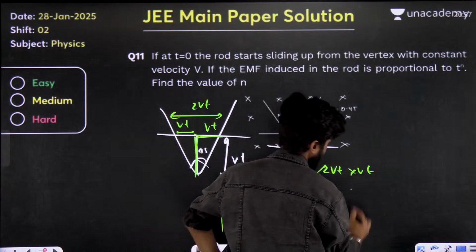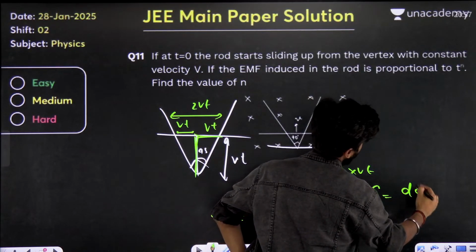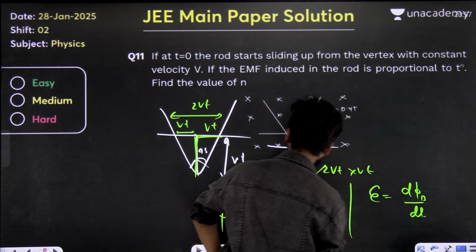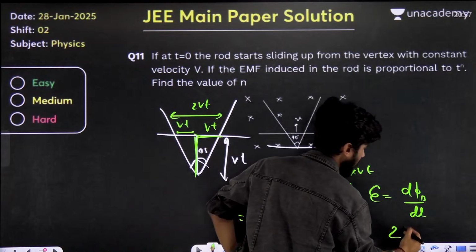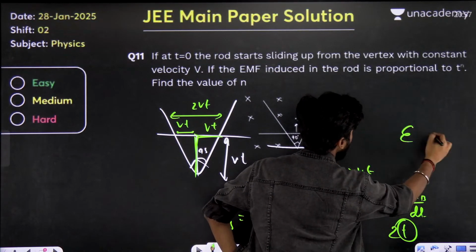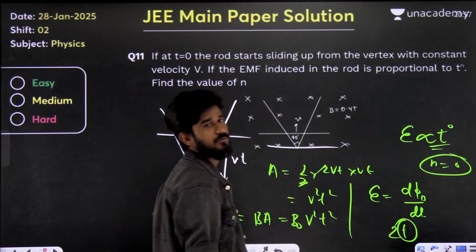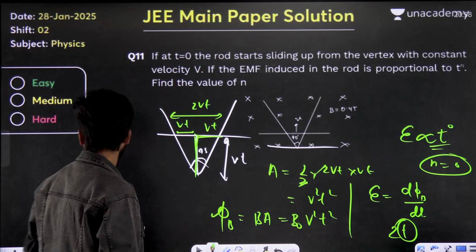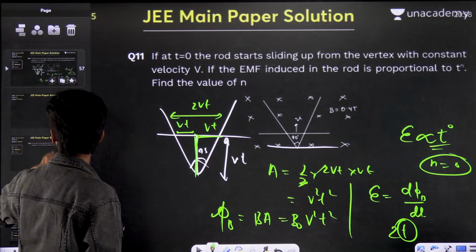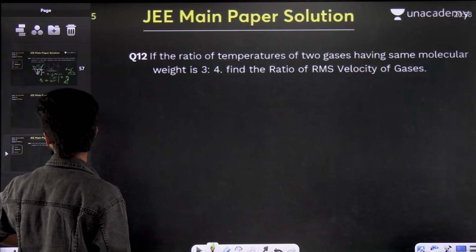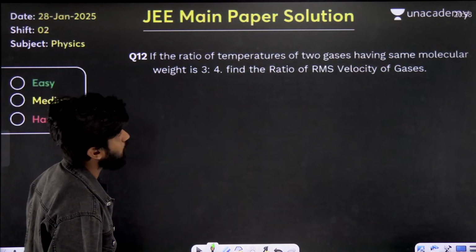So it means EMF is equal to what? d phi B by dt. So just differentiate it. If you differentiate t square, it will be 2t something. So EMF will depend on t. So t power 0 means n is equal to 0. It means n is equal to 0. Done. Next question. Next question is also from KTG.